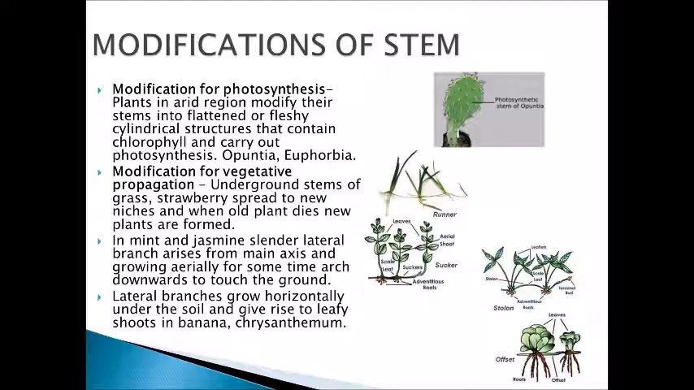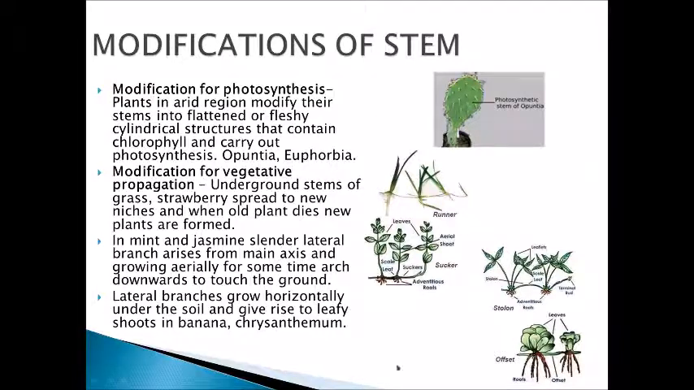Another modification is modification for vegetative propagation. Vegetative propagation means that from any part of the plant, say the root, stem, or leaves, another plant develops. Here we have certain examples. Underground stems of grass, strawberry, spread to new niches, and when the old plant dies, new plants are formed.